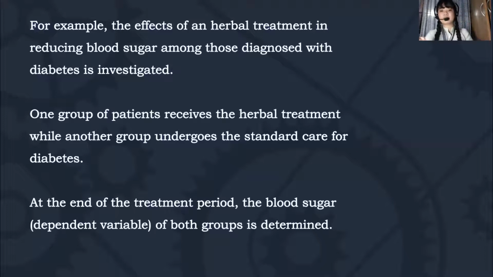At the end of the treatment, the blood sugar, which is the dependent variable, will be determined. At the end of the study, the blood sugar of group 1 will be determined, and the blood sugar of group 2 will also be determined. Which is more effective when it comes to reducing blood sugar? Is it group 1, who has undergone herbal treatment, or group 2, who has undergone standard care for diabetes? Again, they both have the same type of diabetes, and both groups of patients have the same height, age, and weight.